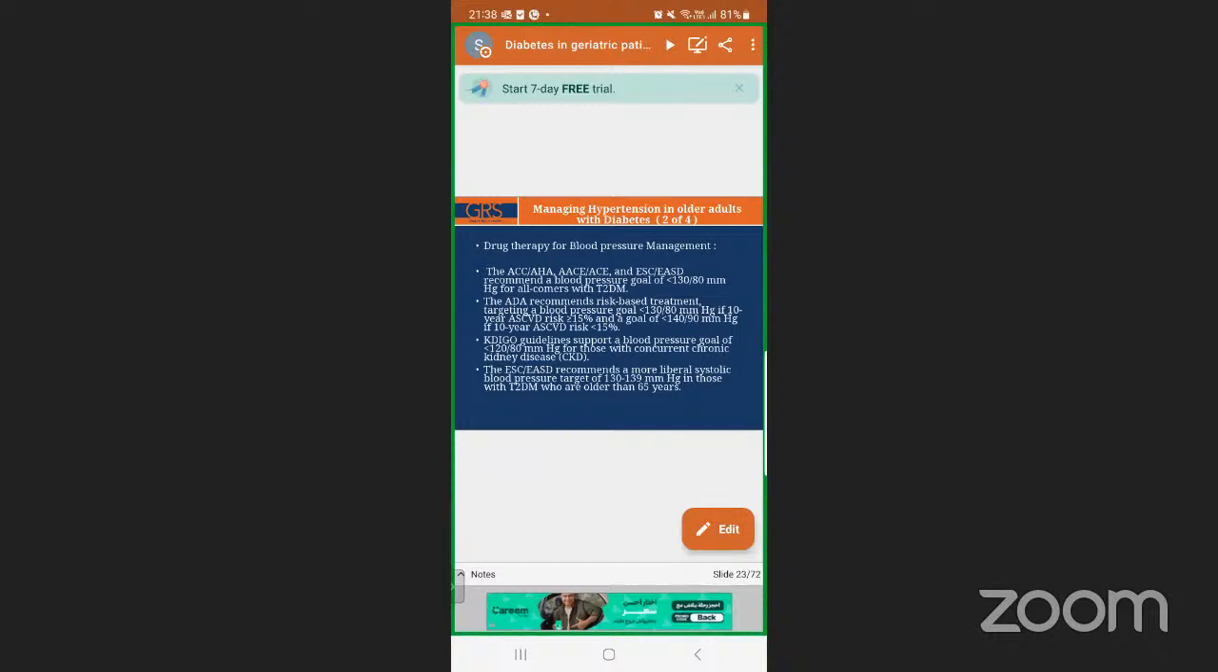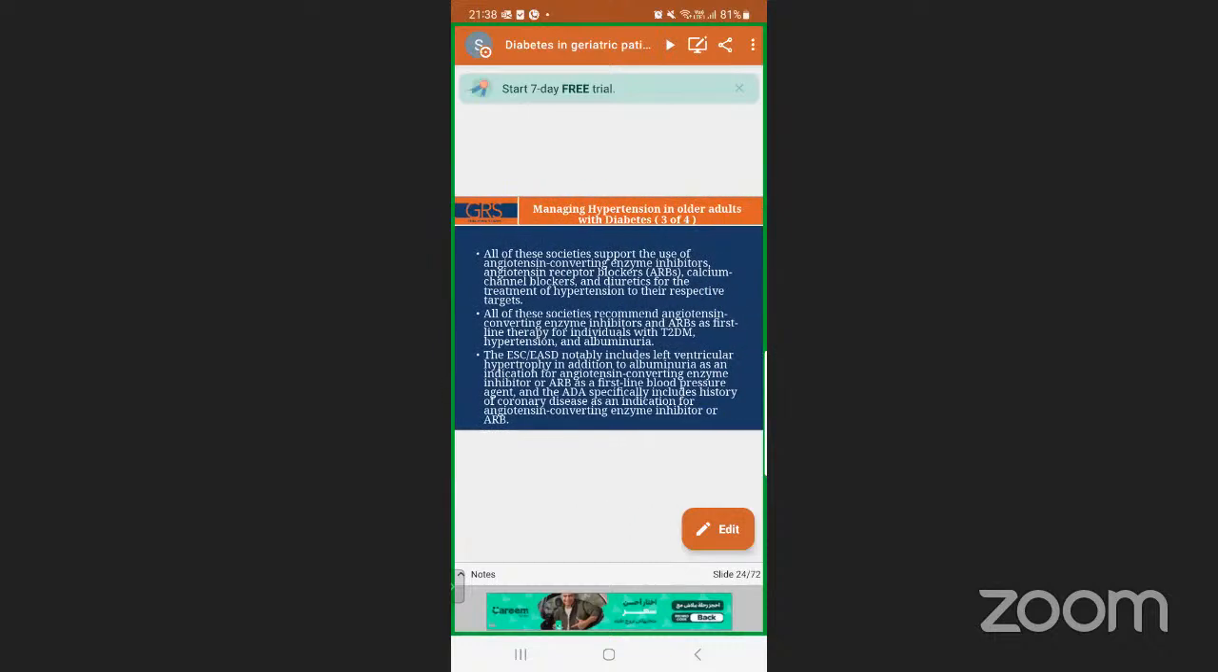While the KDIGO guidelines support a lower blood pressure goal of less than 120/80 in patients with concurrent chronic kidney disease, the European Society of Cardiology and the European Association for the Study of Diabetes recommend a more liberal systolic blood pressure target of 130 to 139 in patients with type 2 diabetes who are older than 65 years.